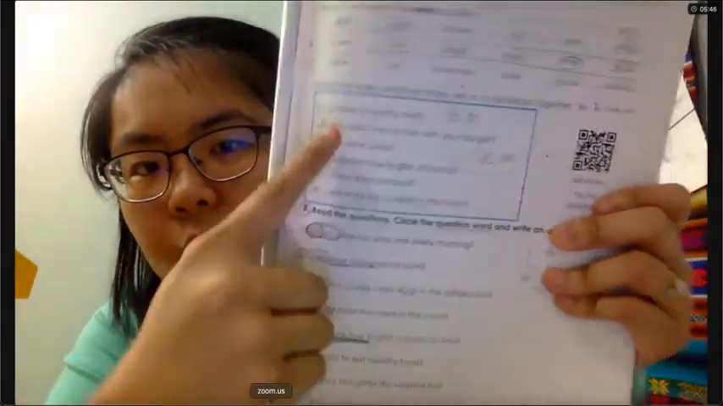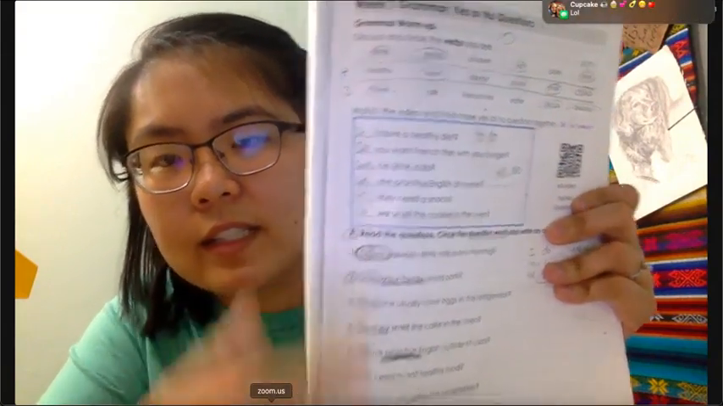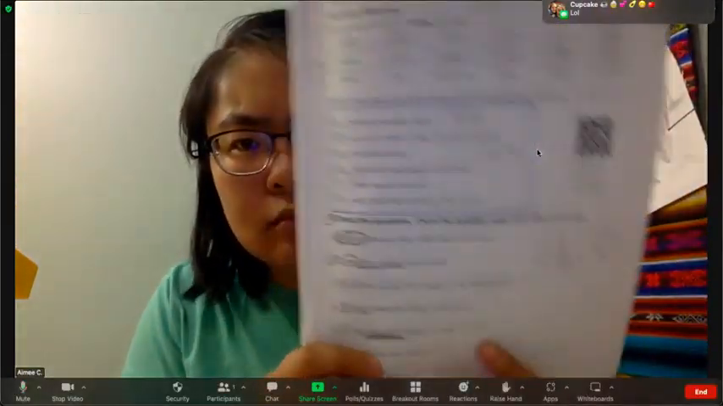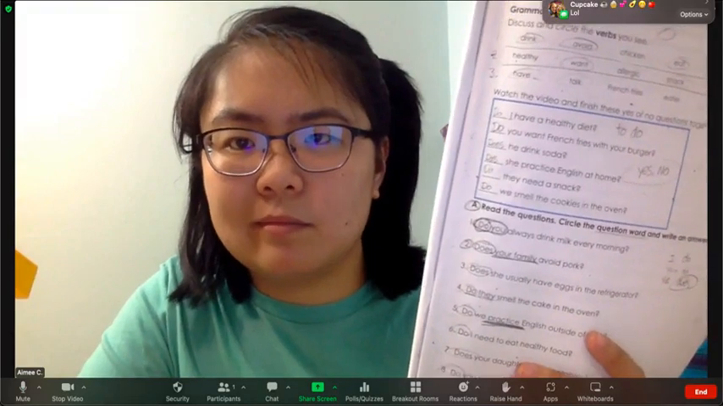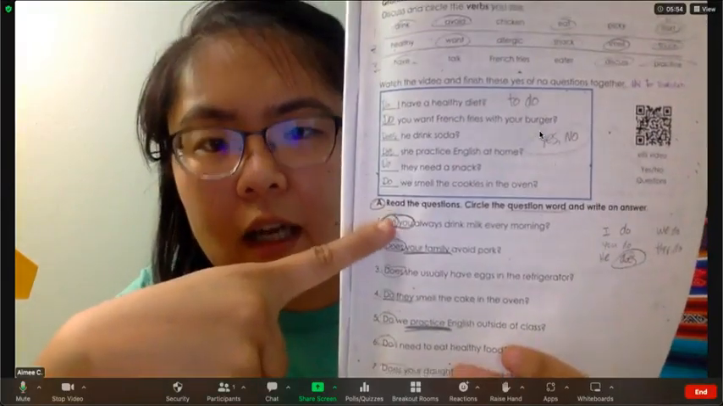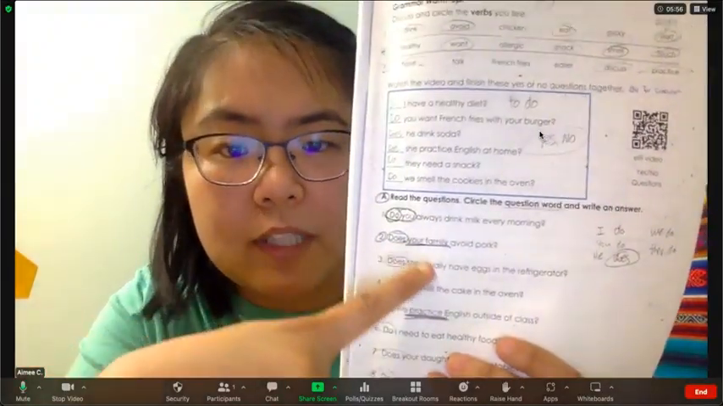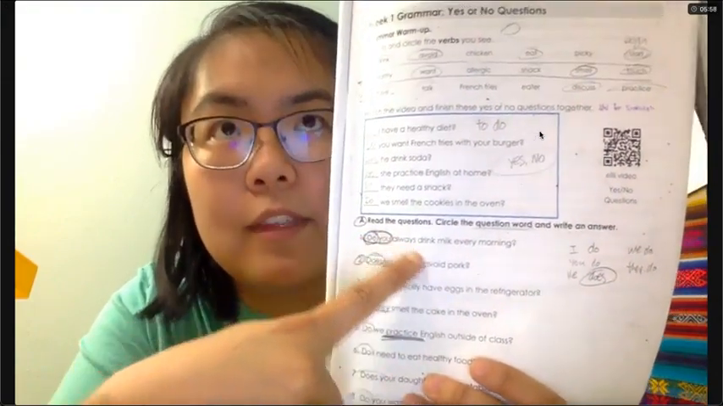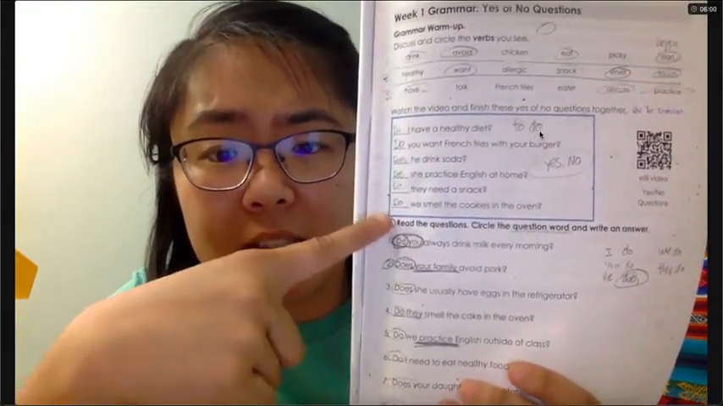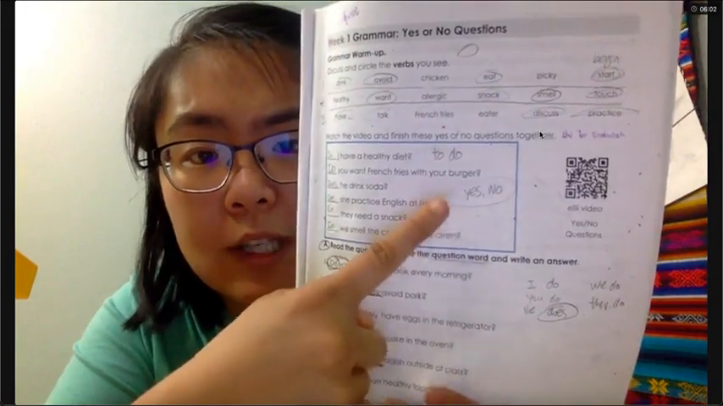We have to know the verb do and does. We would add do or does, depending on the subject, to the beginning of a sentence to make it a yes or no question. Right?